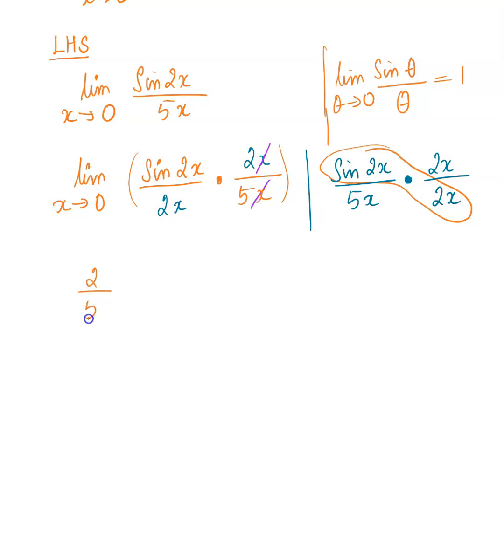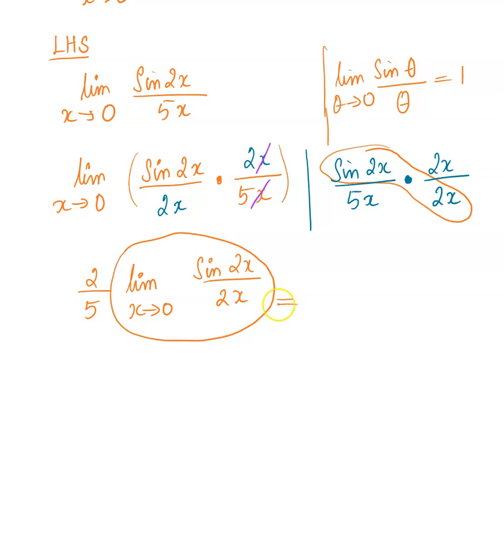So let's pull out the 2 over 5, which is a constant. And then we have sine 2x over 2x. But we know that this whole thing with the limit is equal to 1 from the rule that we saw. So basically, it is 2 over 5 times 1, which is 2 over 5, which is the same as your right-hand side. Thus, we showed that the left-hand side is the same as the right-hand side.